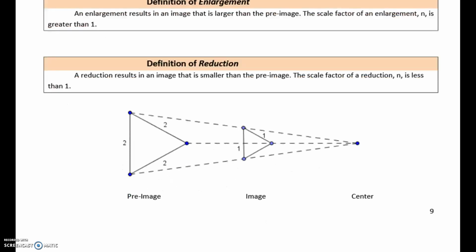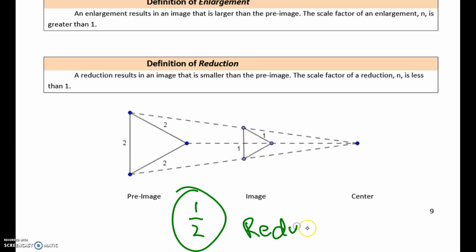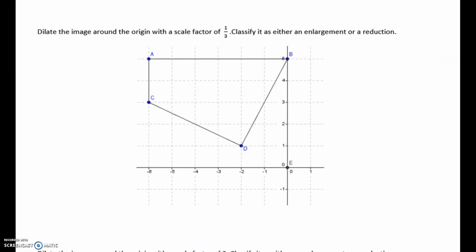And here you can see how we dilated a triangle with side lengths 2 and 2 around a center of dilation right here, and each side length actually shrinks by half. So my scale factor is actually 1/2 for this one. And so it would be a reduction because the image is smaller than the pre-image, and my scale factor is less than 1. So let's take a look at some examples.